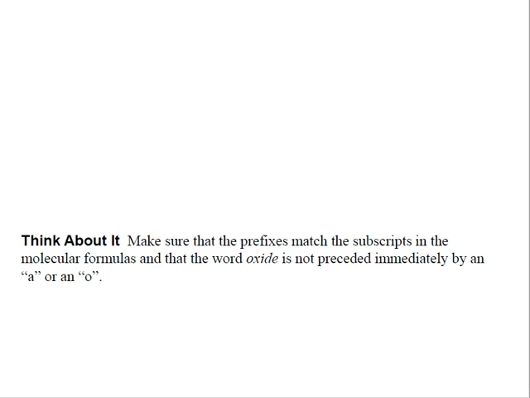One thing to think about is to make sure that the prefixes match the subscripts in the molecular formula, and that the word oxide is not preceded immediately by an A or an O. Instead of tetraoxide, it's tetroxide. And with practice, you'll get the hang of when you drop the letters and so forth.